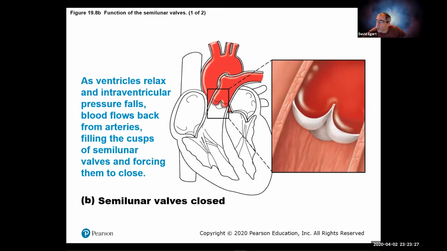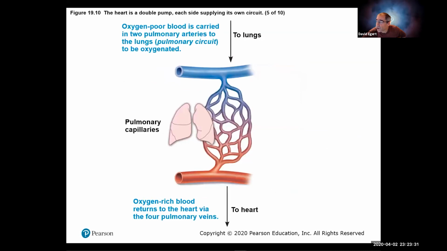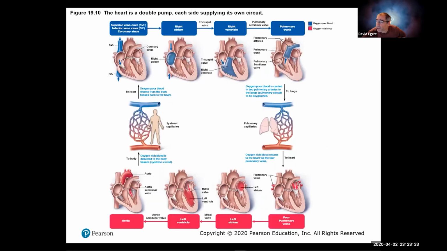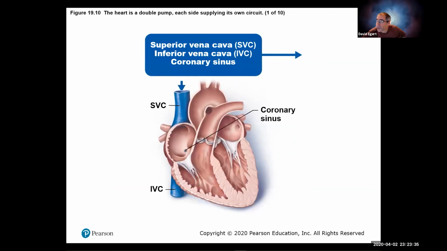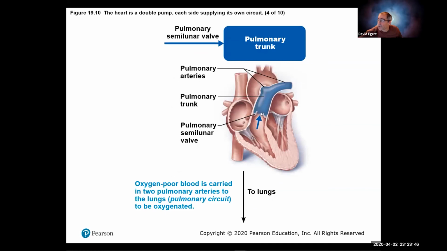This is just the whole flow. Again, make sure you think about the flow. Blood's returning through the vena cava into the right atrium. From the right atrium goes through the tricuspid valve into the right ventricle. From there, through the semilunar valve into the pulmonary trunk and the pulmonary arteries out to the lungs. That should just feel like, oh yeah, I know that, I got the flow.